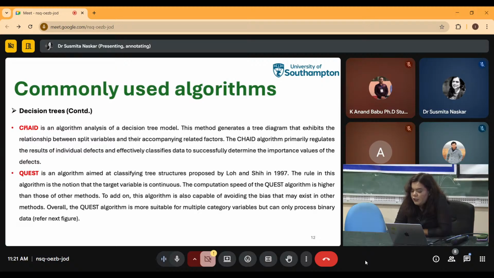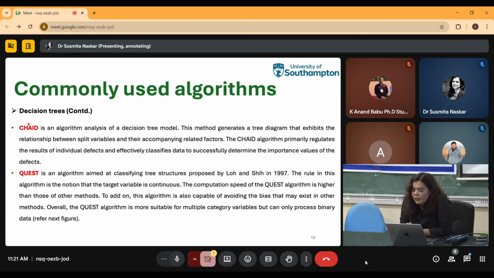The full form is Chi-squared Automatic Interaction Detection. This is an algorithm we generally use to analyze decision tree models, and it creates a tree diagram that can highlight the relationship between the split variable and their related phases or factors. This kind of model we generally use for understanding the impact of different variables on an outcome.